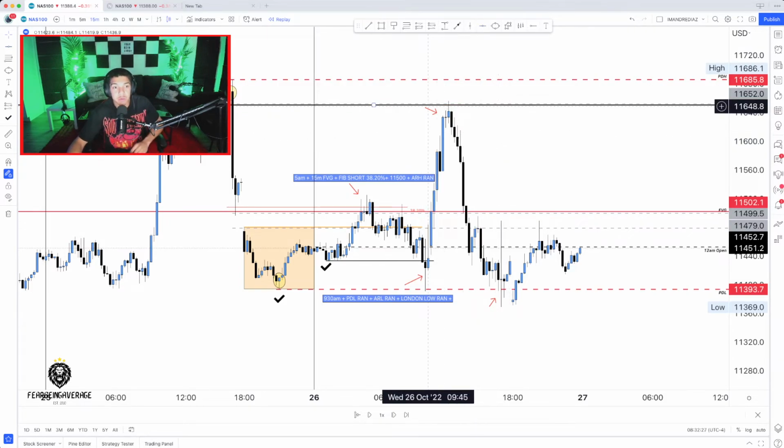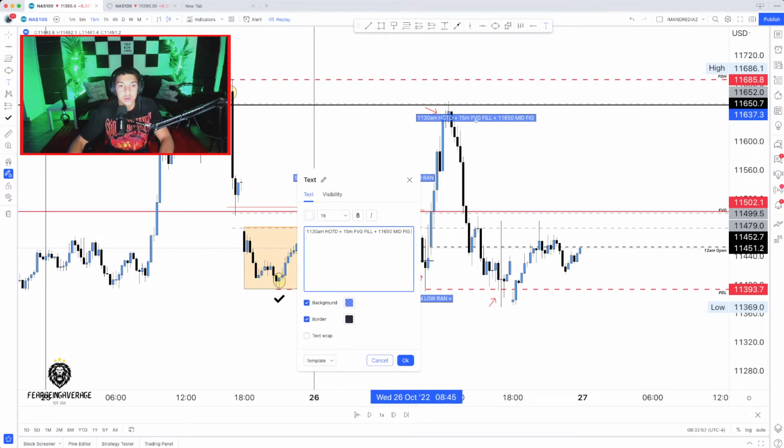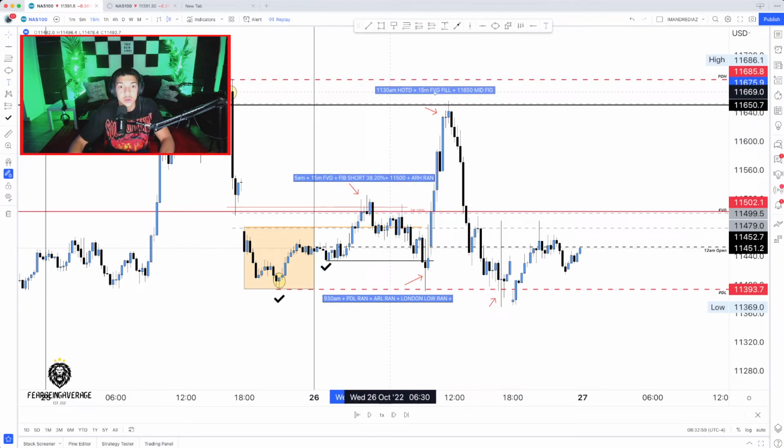So we had that fair value gap get filled, 15-minute fair value gap, imbalance, whatever you want to call it. We have the 650 mid-figure level at what time? 11:30 a.m. Annotate it. 11:30 a.m. We got the high of the day at the 15-minute fair value gap fill, along with 11,650 mid-fig. Boom. That is what created our high of the day.